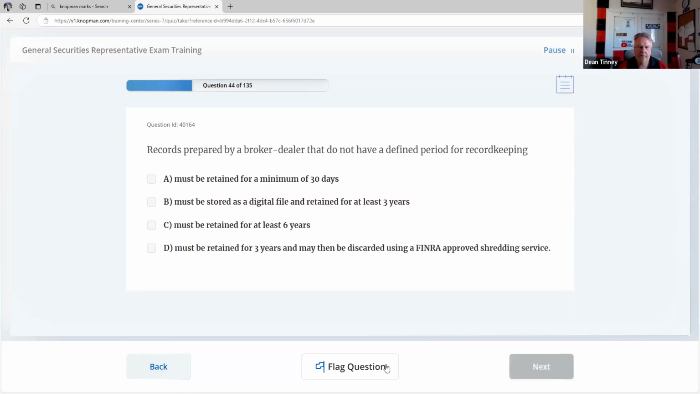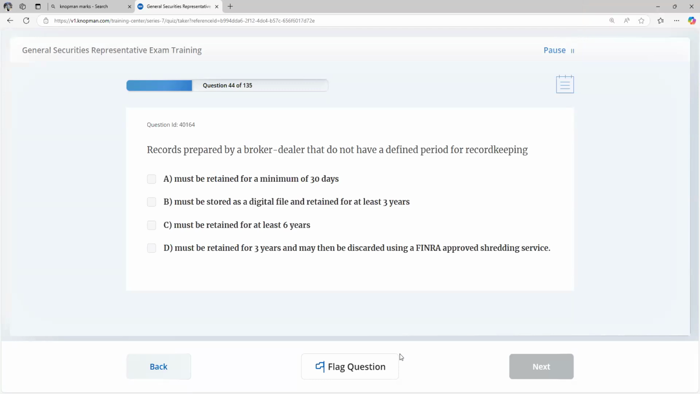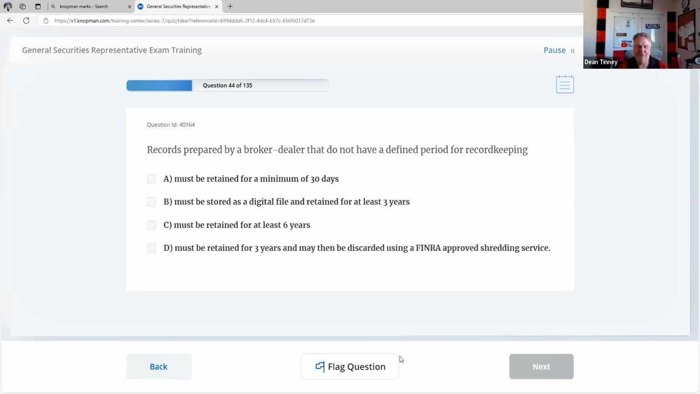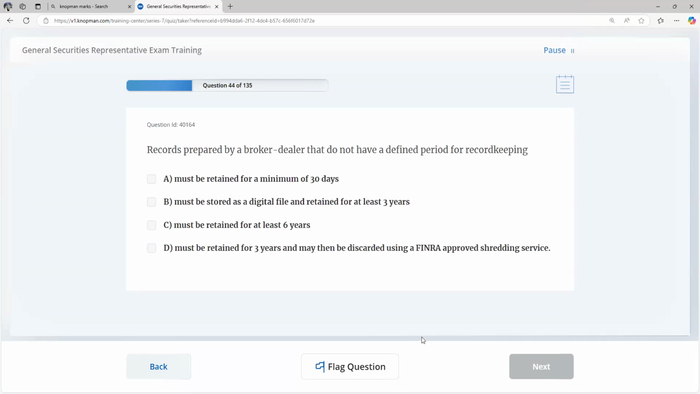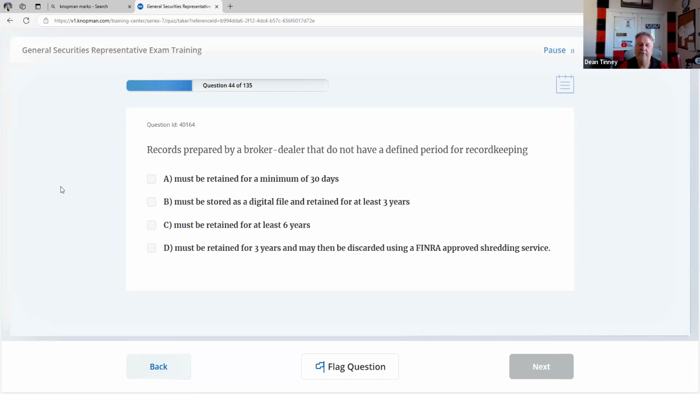Boom. Records prepared by a broker dealer that do not have a defined period for record keeping. Yeah, so FINRA hasn't said if it's lifetime, 6 or 3. Pretty sure you have to keep pretty much everything for 3. There you go. So you got two 3-year choices.